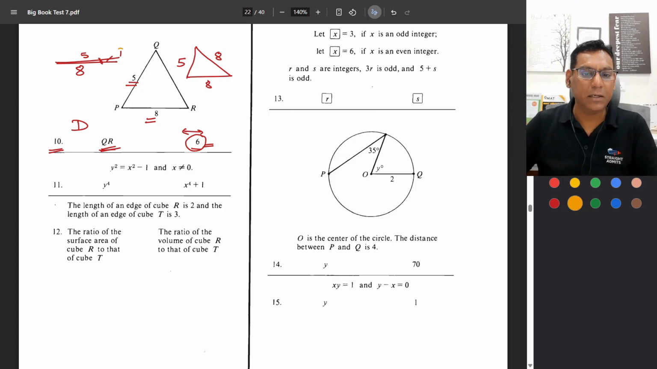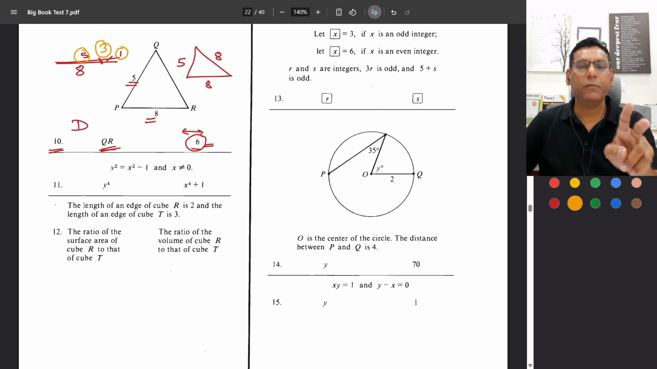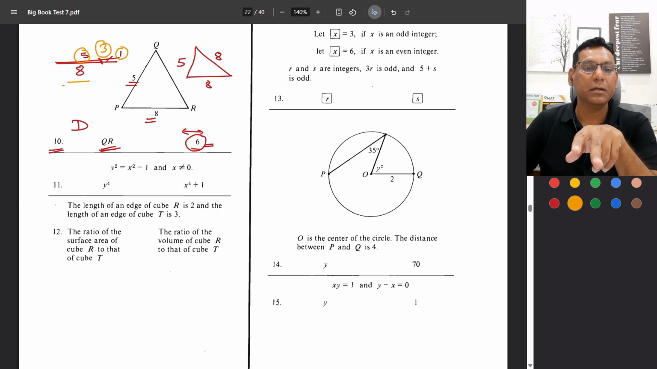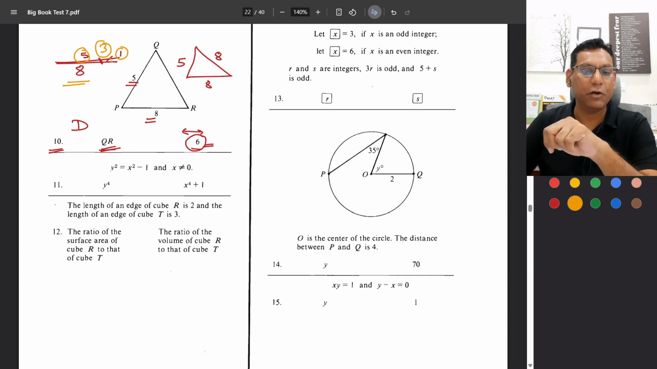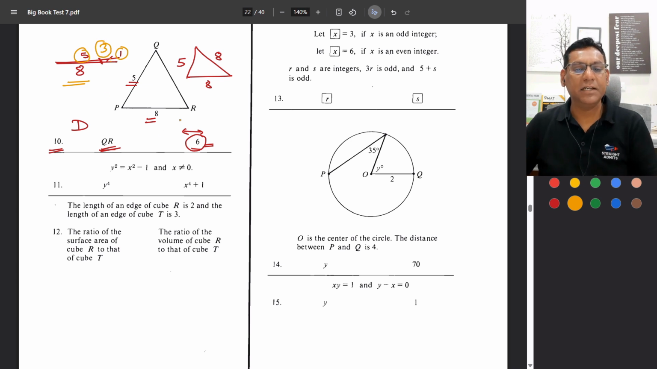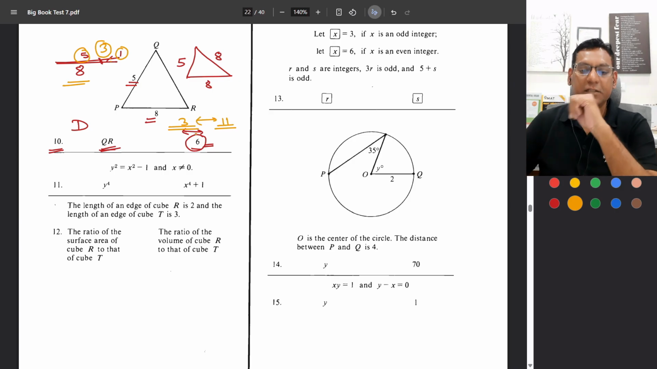So this cannot be 1, this will at least have to be 3. Why? Because the sum of any two sides of a triangle will have to be greater than the third side, right? So it cannot be 1, it will have to be at least 3. But even in that case, it can start from 3, it can go all the way till 11. Okay, I can't really compare it with 6. That way, so answer is still D.